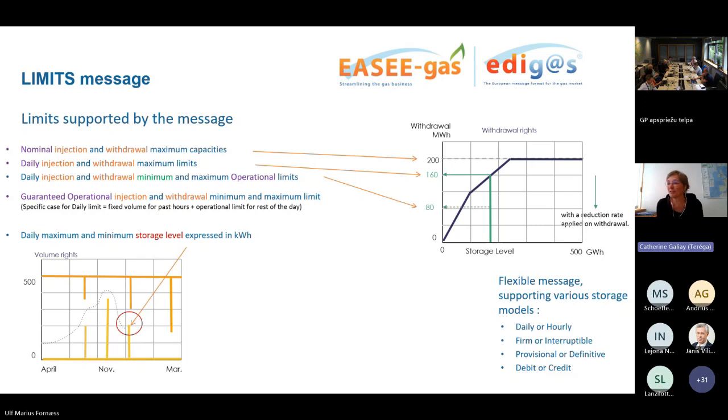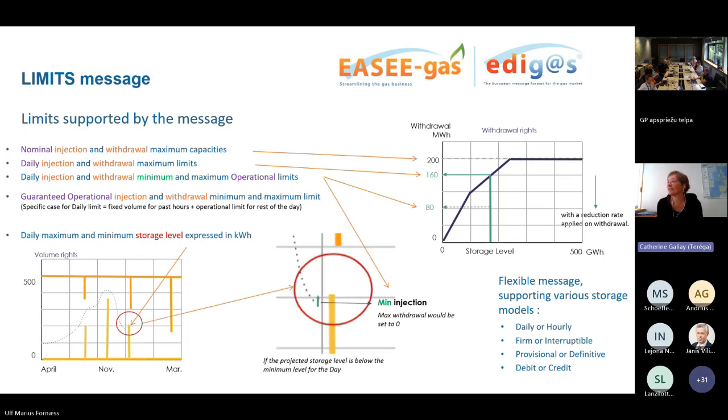Now, back to the third bullet point, if you can click on the animation, Marius. Okay, thank you. If we zoom on the inventory level position of the shipper, in some cases, the shipper storage level can be too close to a volume limitation. So, for example, in the central figure on this slide, in the case the current storage level is below the volume limit for the end of the day, the message can send a minimum quantity, which is called minimum limit, as the advised injection to be done in order to respect the minimum storage level.